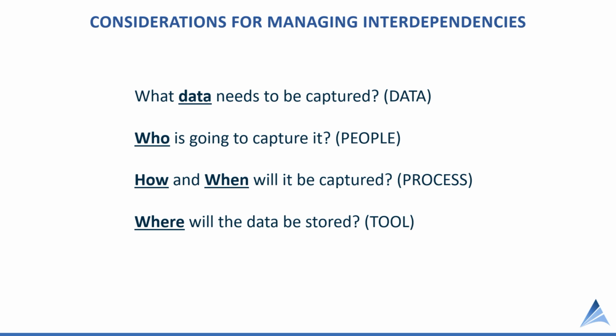Then we have how will this data be captured and when will it be captured? So that's related to our process. We're going to talk about process in a moment, but how and when will this data be captured? And then finally, where are we going to store it? You'll see some examples where we could store it in a spreadsheet. It could also be stored in our portfolio management software. So these are key considerations for managing project interdependencies.